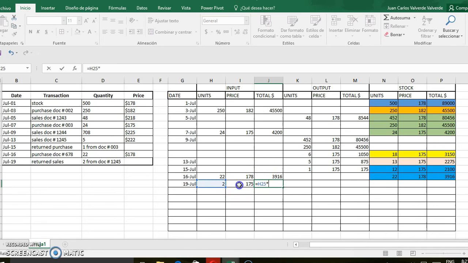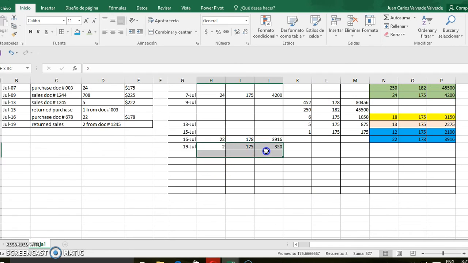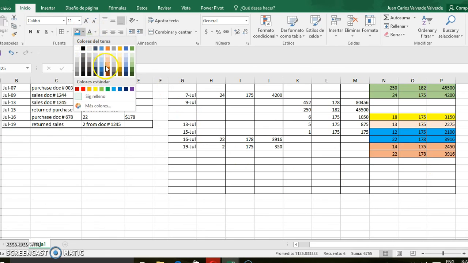this times this, and this is our new stock, 175, but we already have 175 here, so 12 plus 2 is 14 of 175, and then we do this, 14 times 175 plus the 22 that we have here, 22 times 178, 3,916. So our final or our ending inventory for this period is this.